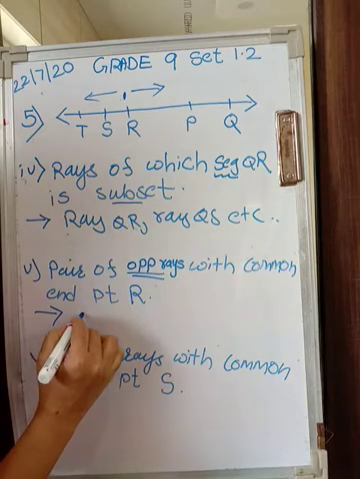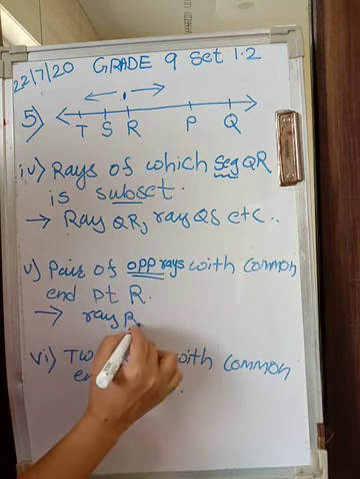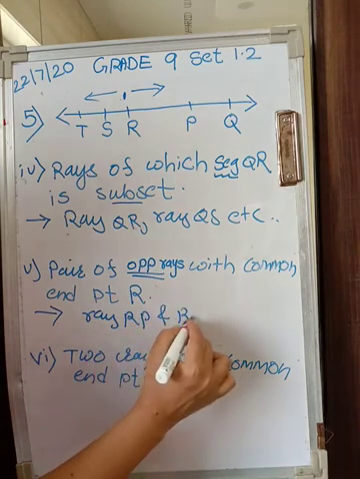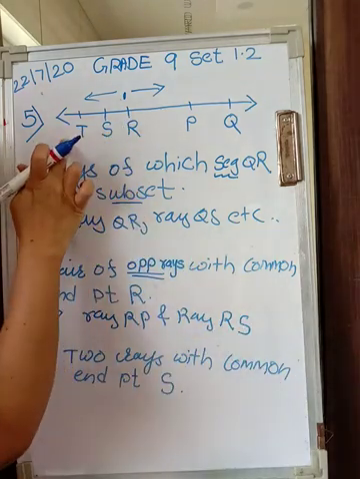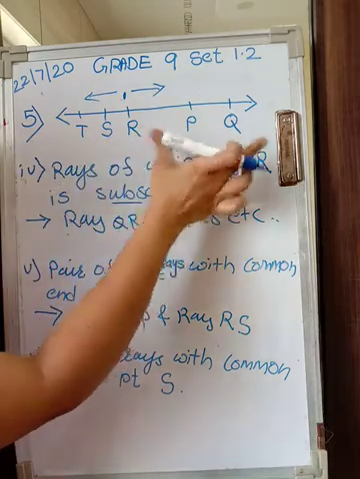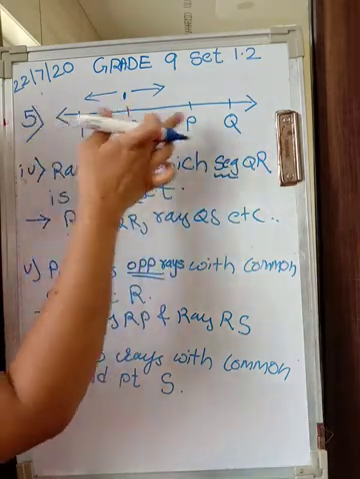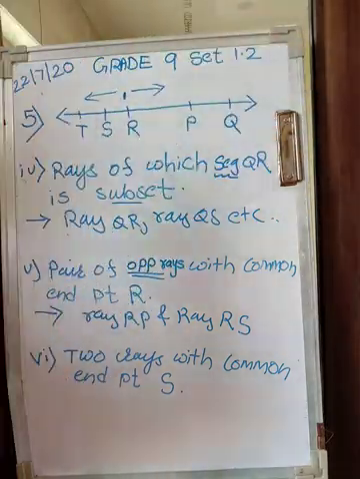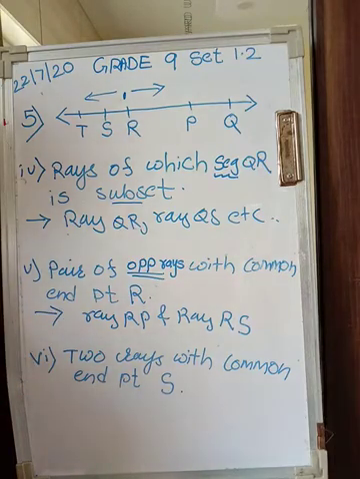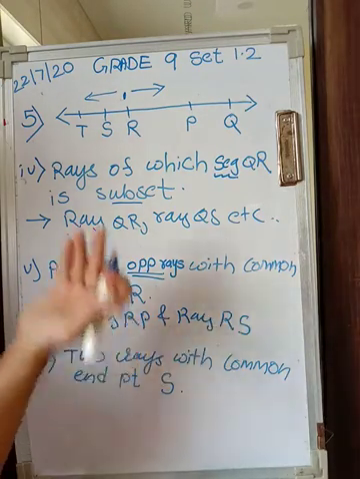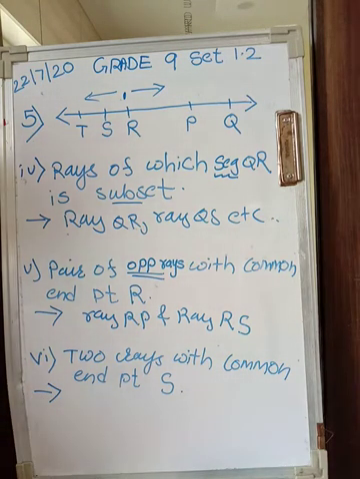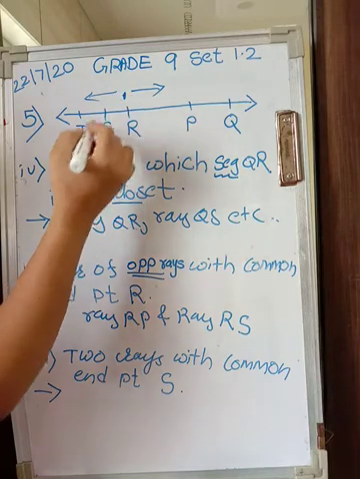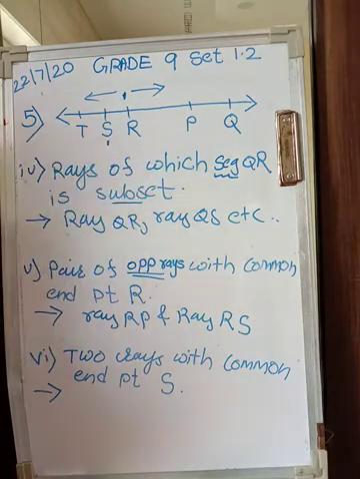So the answer can be a pair of opposite rays with common endpoint R. First pair you can write ray RP and ray RS. It can be RT also and RQ. Both are here because it extends infinitely, so it is automatically going to be included. So one answer I have written. You can write others also. Now look at the sixth question. Two rays with common endpoint S. Like we had common endpoint R, now we should have common endpoint S.